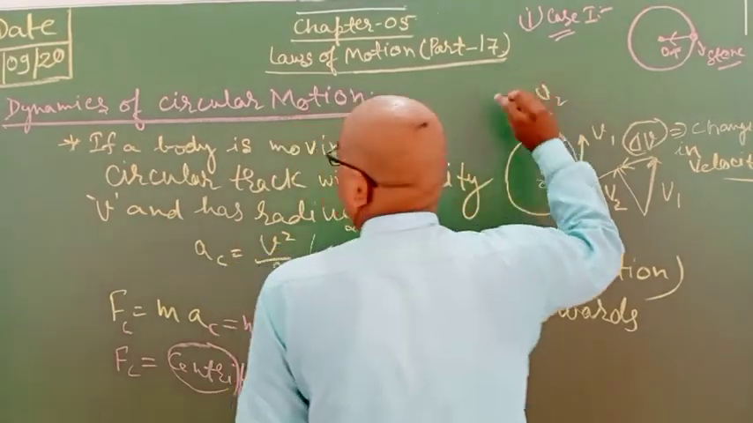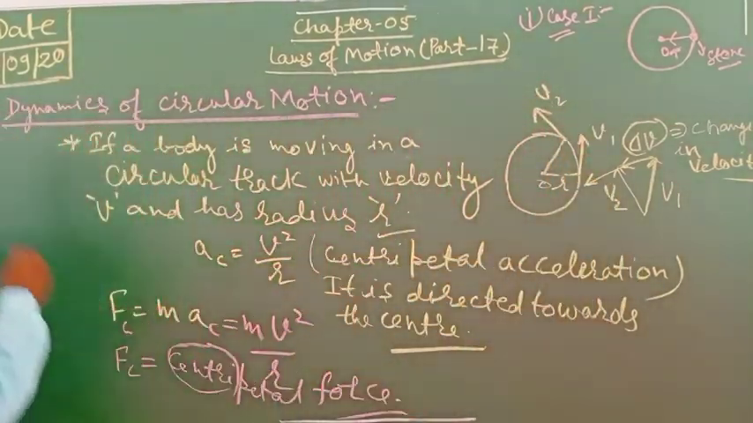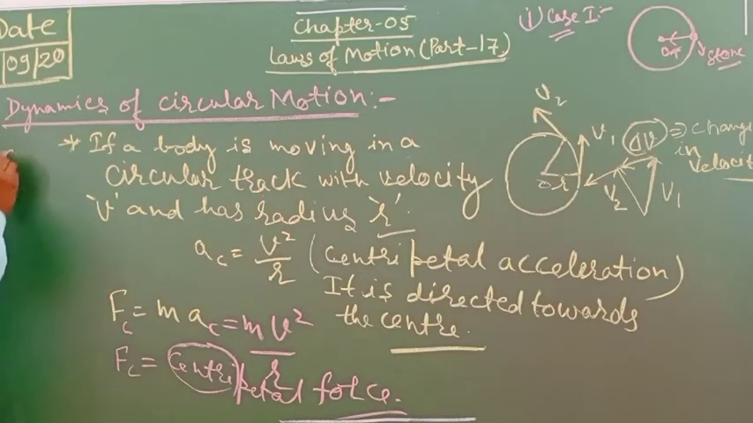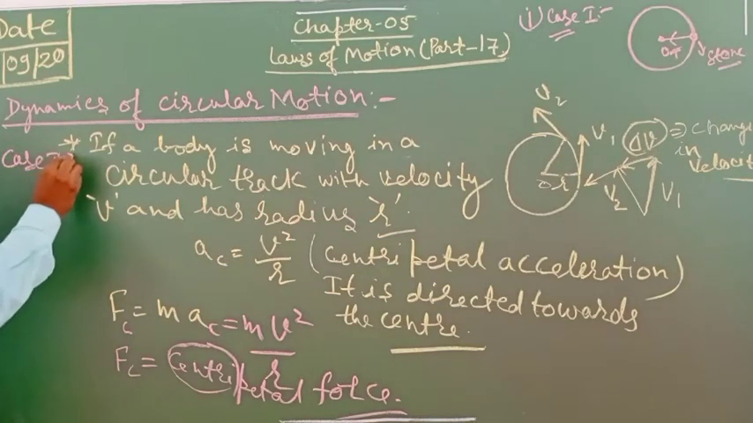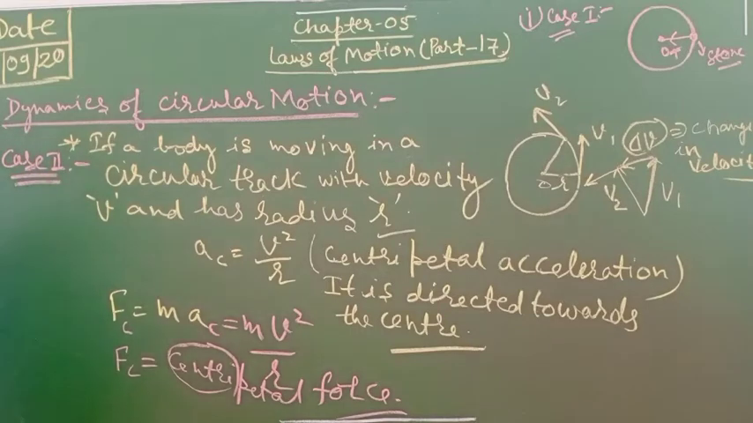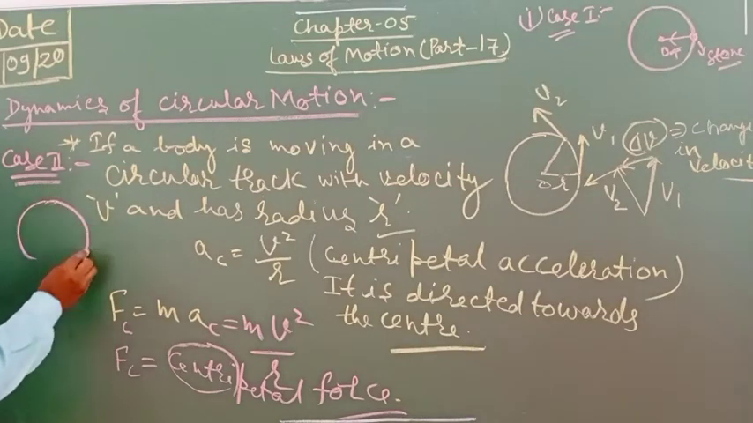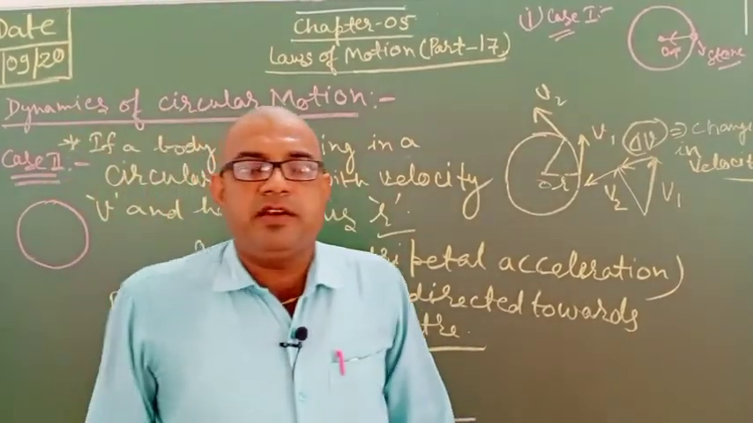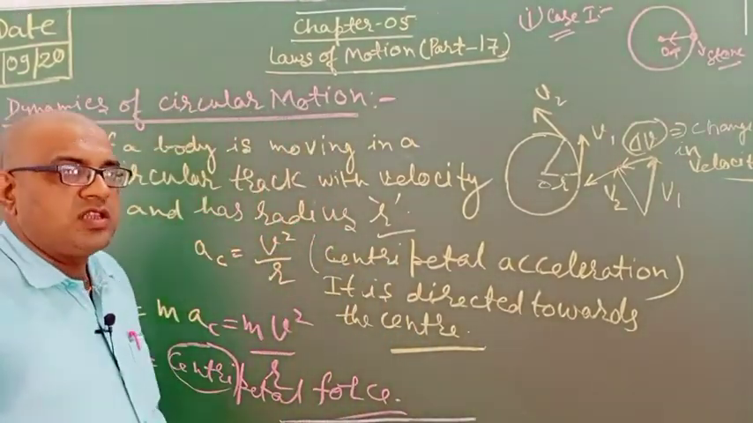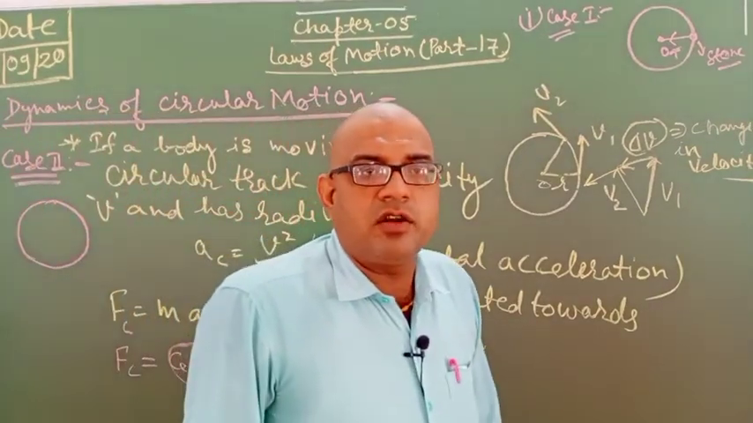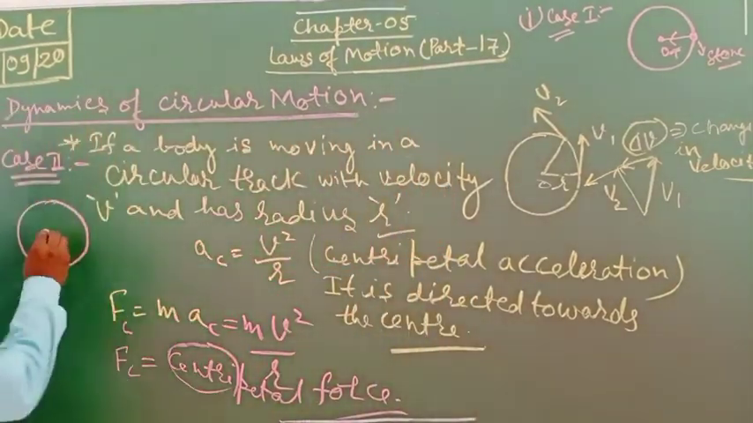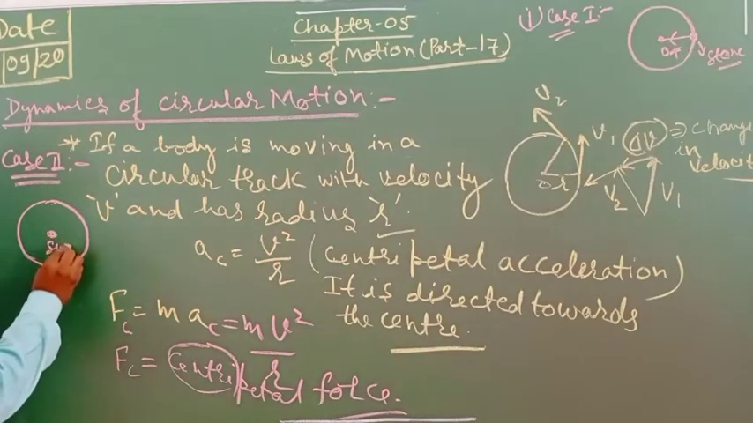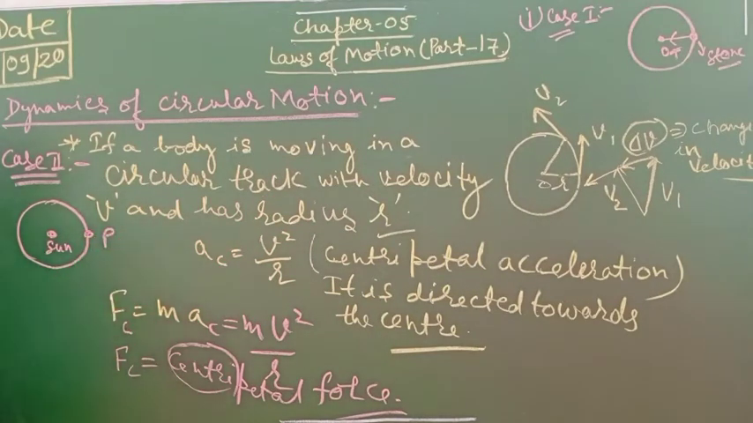Case second. Another circular motion, that is the motion of a planet orbiting around the sun, or the motion of a satellite orbiting around the moon. Suppose this is the sun, which is situated in the center, and there is a planet P which is moving in a circular path around the sun.